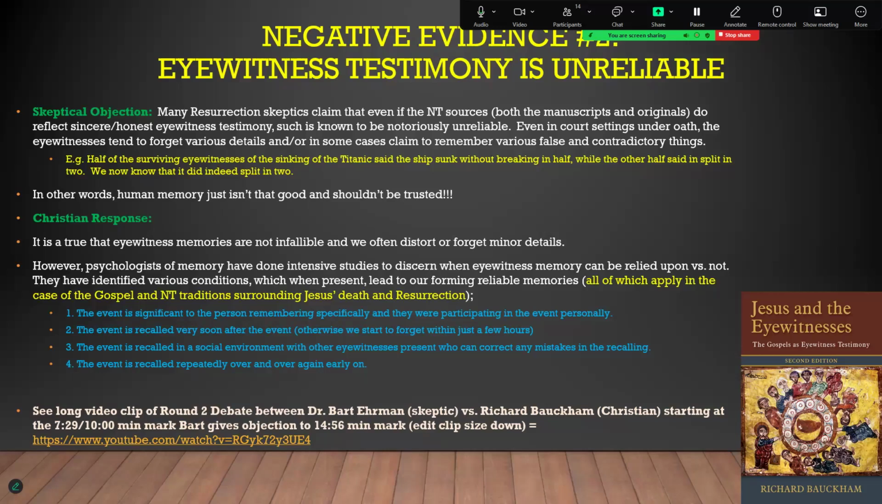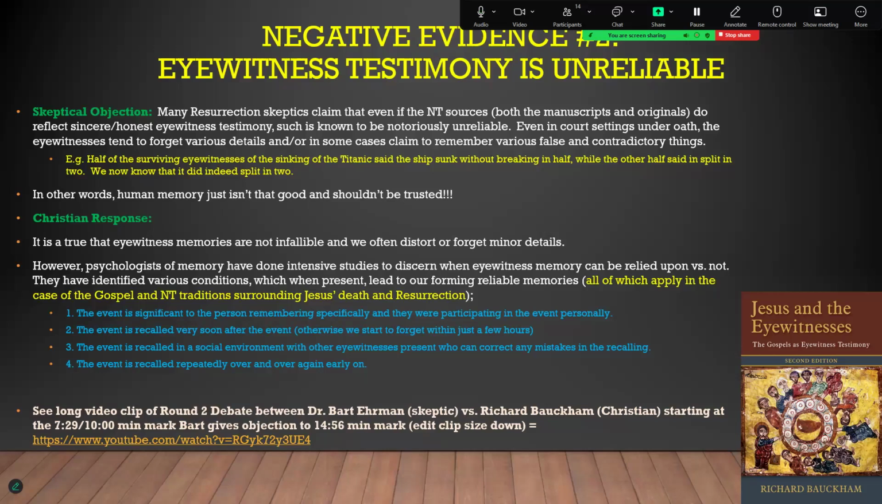So, for example, eyewitness memories are reliable when a few conditions are met. Number one, if the event is very significant to the person remembering it, and even beyond that, if they are participating in the event themselves, we have a far better memory than if we're just a passive person not taking part in the event, and it's something we just don't care about. It goes in one ear and out the other because I don't care about it. I'm not going to remember that. But when it is something significant, you really remember that, right?